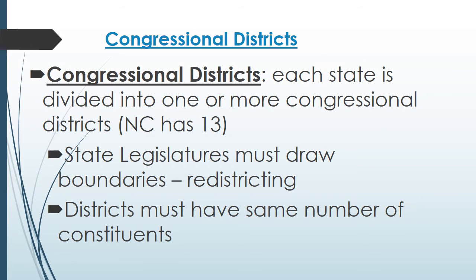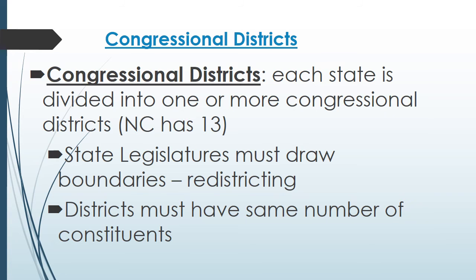So each state is divided into at least one, if not more, congressional districts. There are plenty of states who only have one, just based off of the sheer number of people that they have. North Carolina has 13 different congressional districts, and tomorrow in class we're going to talk about what those look like and how they have changed over the years and how they very well may be unconstitutional depending on how the Supreme Court of the United States handles this decision.